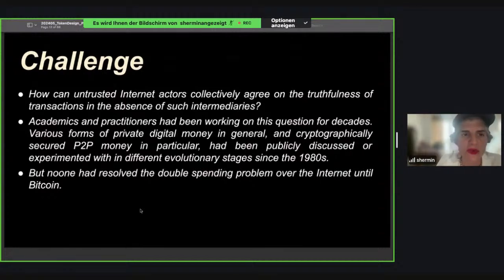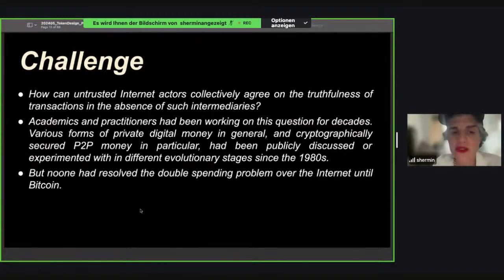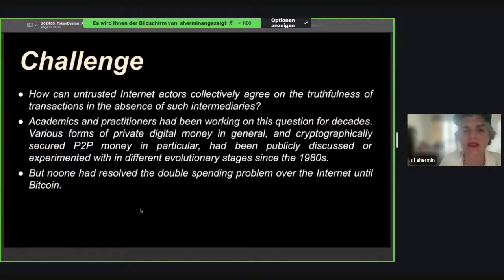We now know what the purpose was and what the political principles were, but the real functional challenge that needed to be resolved was how one could create a payment network that was collectively maintained on the internet where people didn't know and trust each other. So how could untrusted internet actors collectively agree on the truthfulness of a transaction? How could they avoid the double spending problem in the absence of intermediaries?